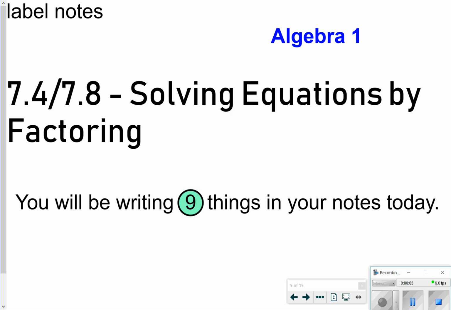Today we're going to be looking at lesson 7.4/7.8, and what we're mainly focusing on is how to solve equations by factoring. So we're just going to be setting them equal to 0 and then solving for the variable. We're going to be looking for 9 things to write in our notes today, so let's get started on that.